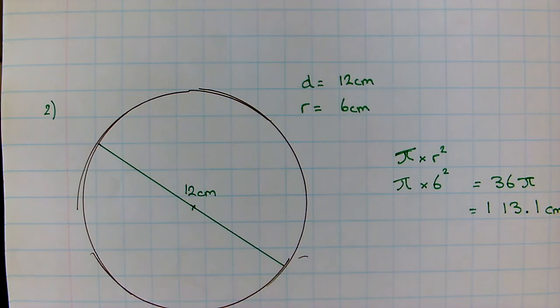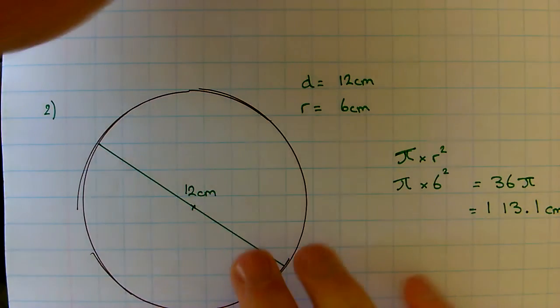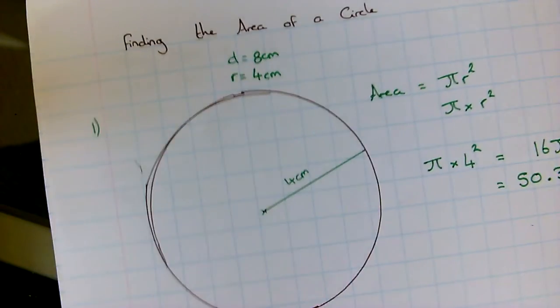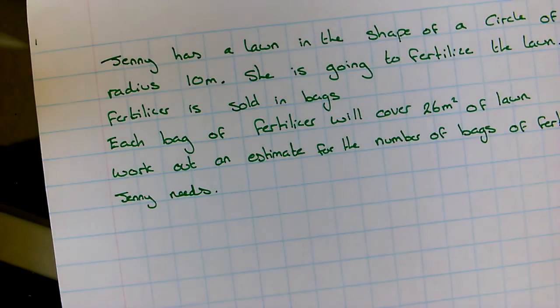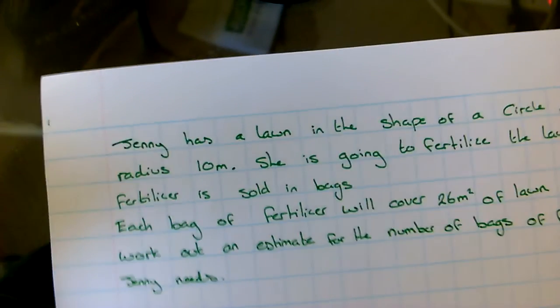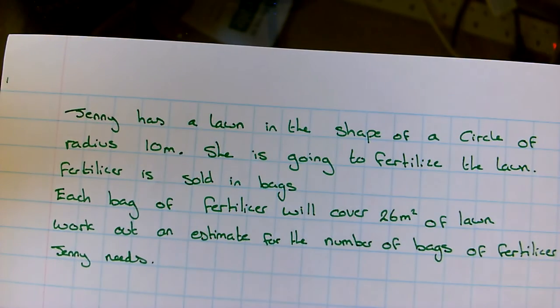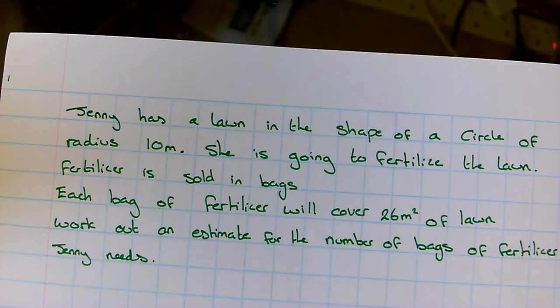Okay, so that's how we find the area of a circle when we've been given the radius and when we've been given the diameter. So, what about when we're given a question where we need to read a bit and determine for ourselves, such as this question here. This is an exam question. It's been taken from a GCSE paper. Jenny has a lawn in the shape of a circle of radius 10 metres.